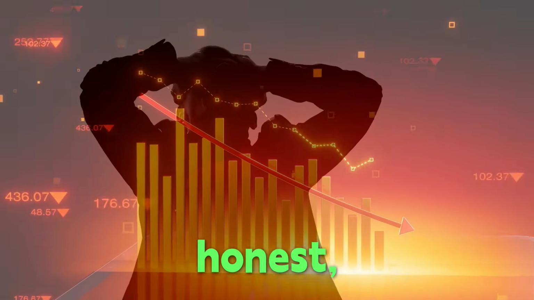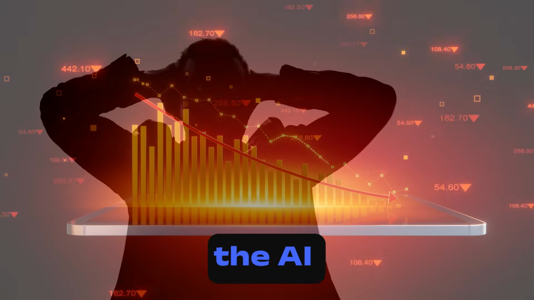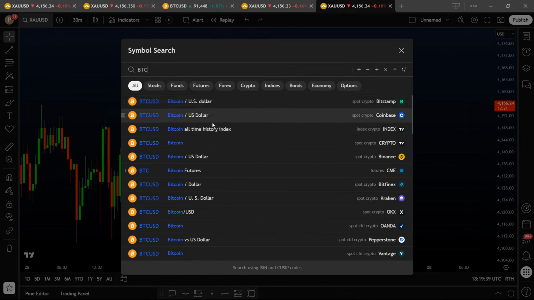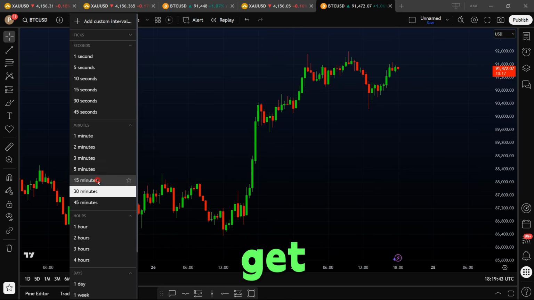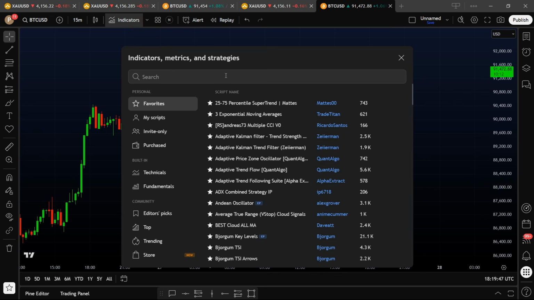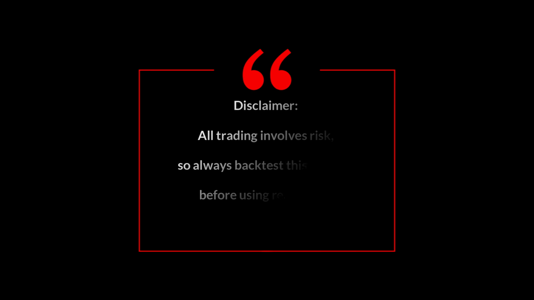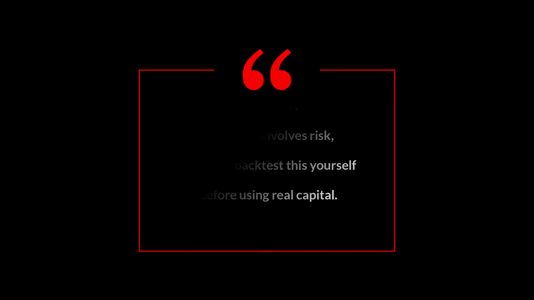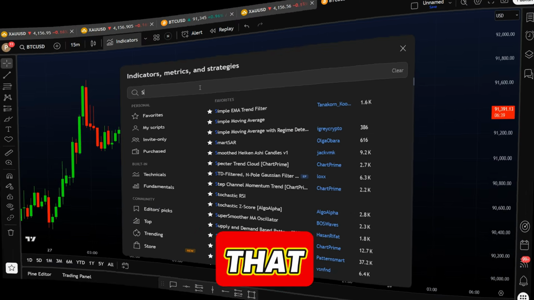Let's be honest, 99% of the AI indicators you see on TradingView are just repackaged moving averages. They lag, they repaint, and they get you into trades way too late. Disclaimer, all trading involves risk, so always backtest this yourself before using real capital. But I finally found one that breaks the mold.